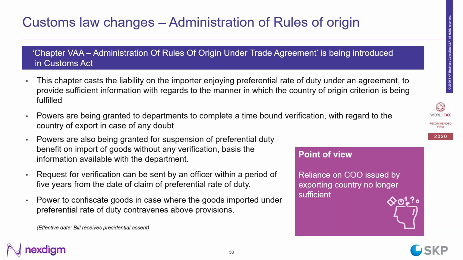The very big change in this is the introduction of a slew of provisions called the administration of rules of origin under trade agreement. Before I begin with this change, it is a little bit important to understand the background, wherein India has signed various free trade agreements with many countries, and to grant customs duty exemptions under these free trade agreements, usually a certificate of origin was acceptable, and on this basis alone the benefit would be granted.